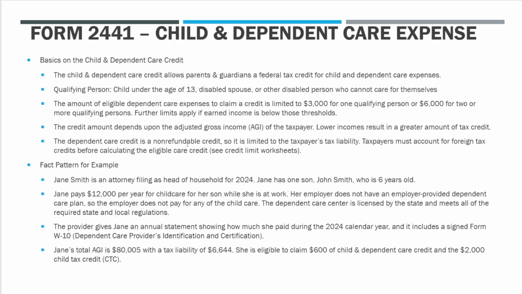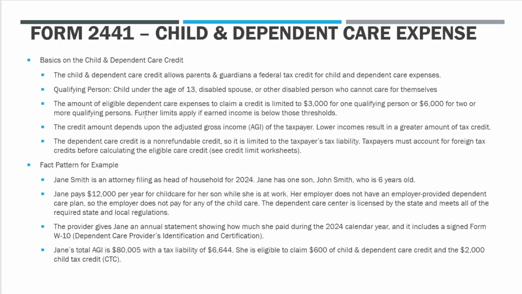So you can claim this credit for basically three categories of persons. So the individual has to meet what is defined as a qualifying person for this credit, and that includes children under the age of 13. It also includes dependent care expenses paid for a disabled spouse. So if you're married, filing a joint return, and you have a spouse that is disabled and needs dependent care, those expenses are also eligible, or any other disabled person who cannot care for themselves. There's more details on the nuanced rules within the instructions, but these are basically the three separate categories. In this example, we're going to be looking at a mother who pays for childcare for her son. So it's the most common example that we would see.